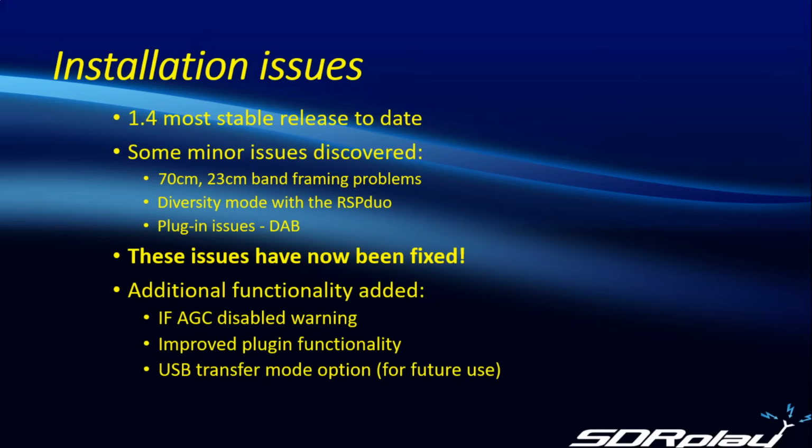So just for reference, in case this was something that you'd noticed, I'm pleased to let you know they've been fixed. There were some issues with band framing on the 70 centimeter and 23 centimeter bands, and there were a few somewhat esoteric issues using diversity mode with the RSP Duo. And of note, mainly to people in Europe, because we don't have any DAB over here in North America, there were some issues with the DAB plugin.